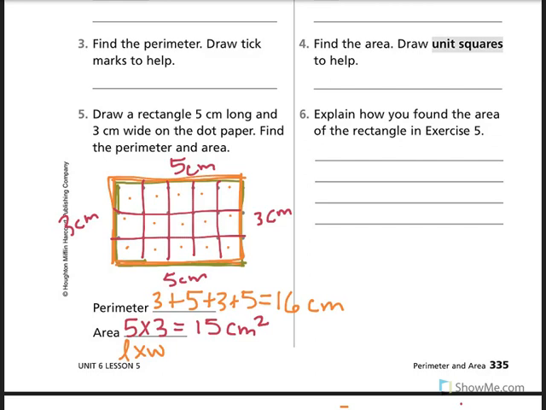Well, we did it 2 ways. One way was we multiplied, oh my gosh, sorry about that, the length by the width. We also counted the squares.